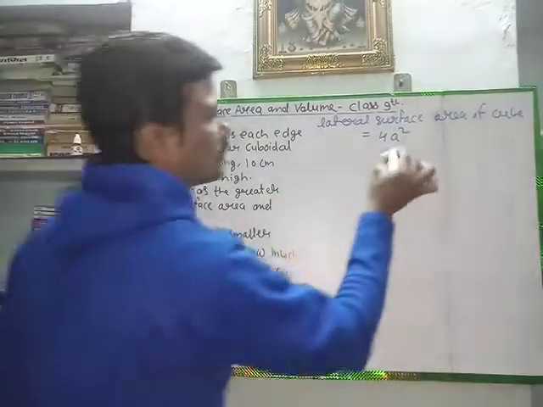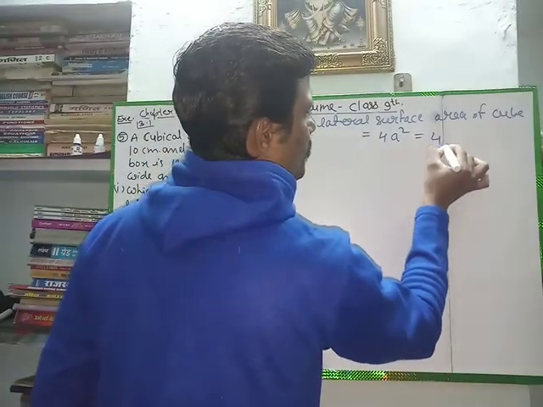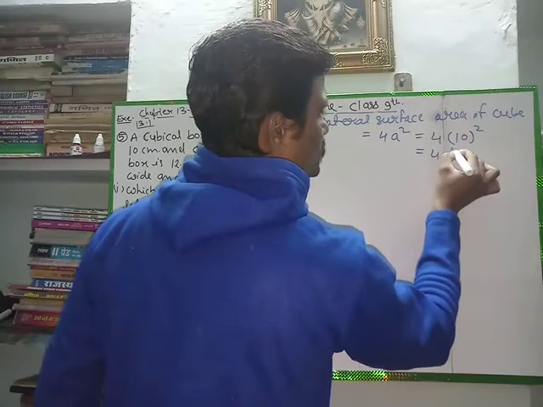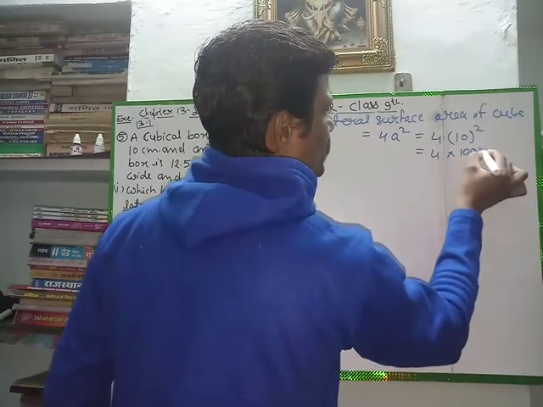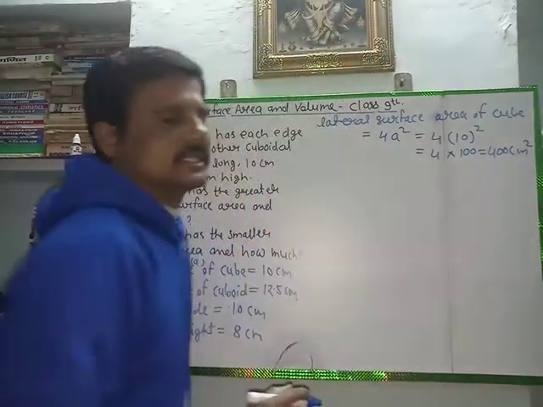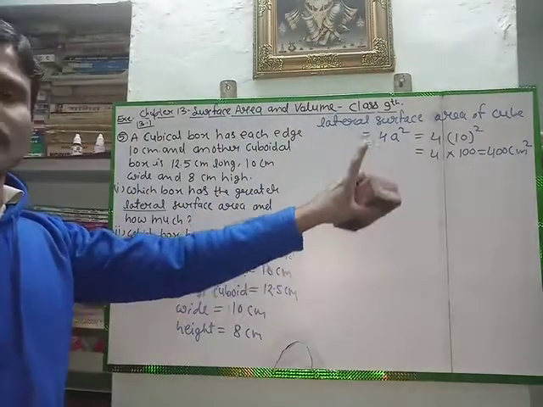ठीक है, so calculate this. 4 multiply with 10 square. 4 and the square of 10 is 100. So this will become 400 centimeter square. This is the lateral surface area of cube.